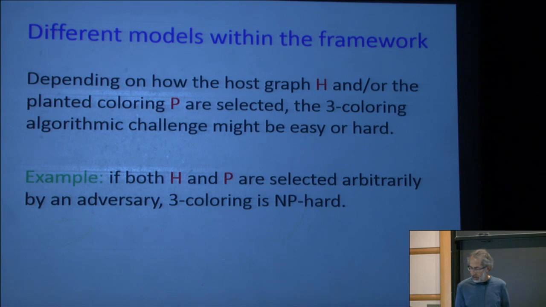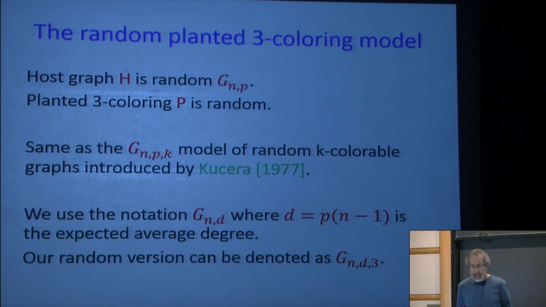Okay, so the case where both H and P, the host graph and the planted coloring, are adversarial is not that interesting for us. This is just a usual worst case instance. A different special case of this model was studied extensively. In that case, the host graph, it's equivalent. I mean, this was not the way this model was originally formulated, but that's the way I'll describe it now.